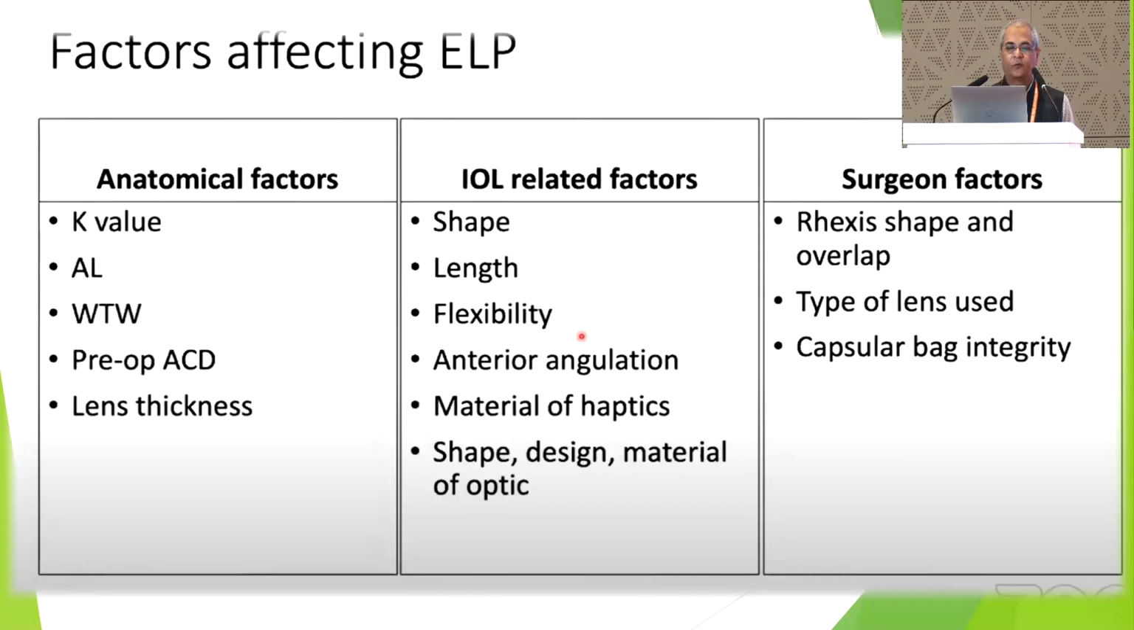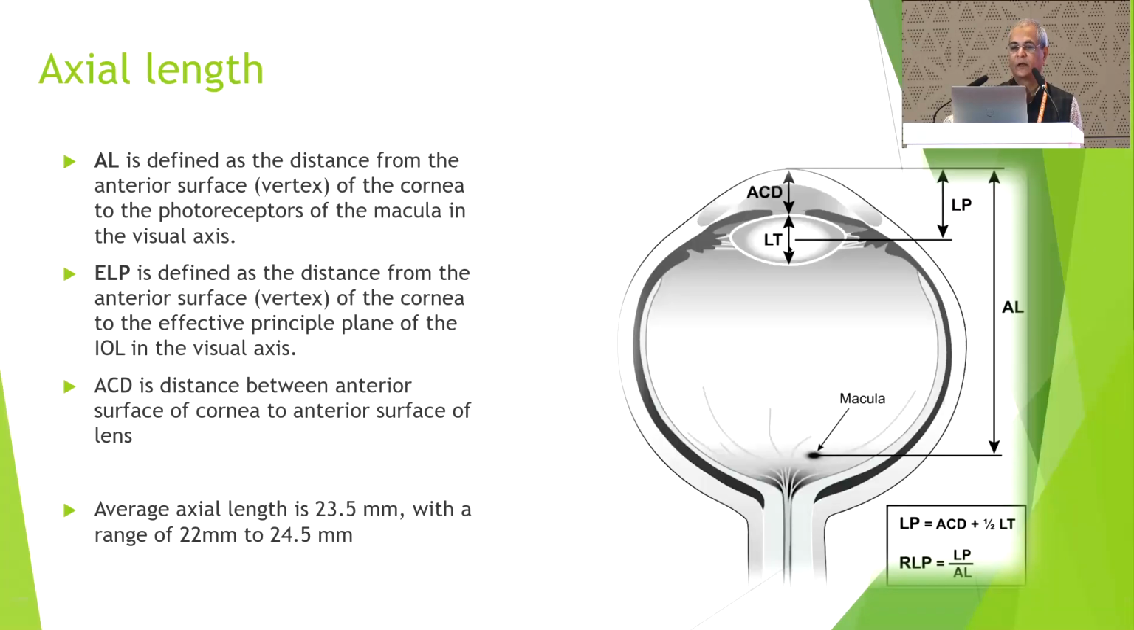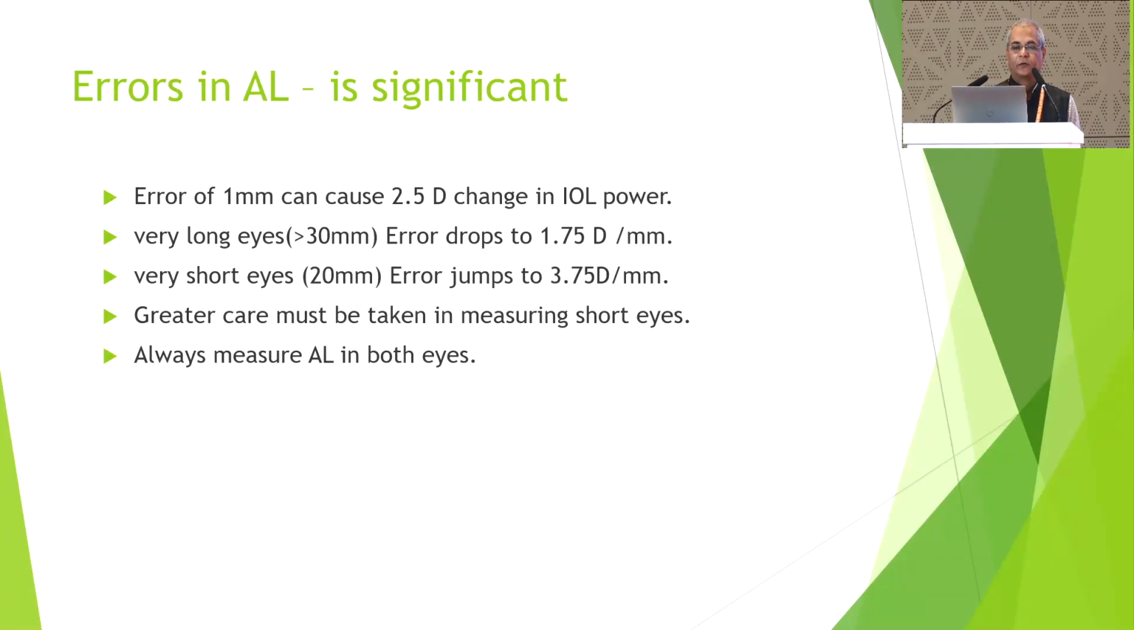And what are the things required to calculate? You have to see the K value, axial length, white to white, AC depth, lens thickness, and then the IOL type also. Like when the IOL is coming forward or anterior bowing, posterior bowing, all these things you have to consider. And then, as we're discussing, the rexis should cover the IOL properly so that you do not get decentered.